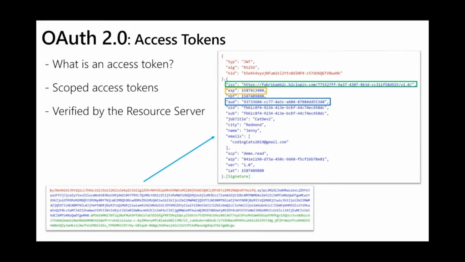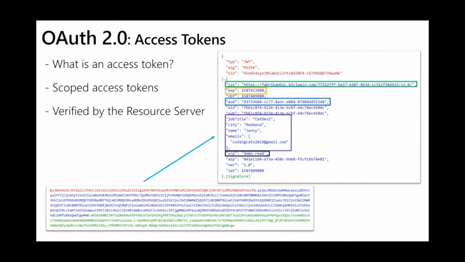It includes the intended audience, so the protected resource. The protected resource is the audience, the audience is what the token is intended for. So in this example, the audience is the client ID of the protected resource on the authorization server. It also contains claims about the resource owner and it contains the scope the resource owner agreed to, in this case, demo.read, and the signature is used to validate the token.